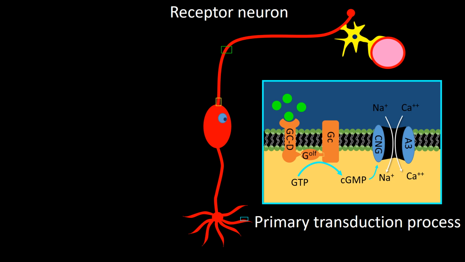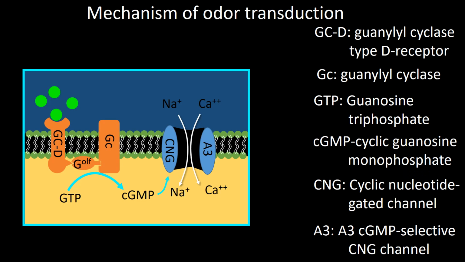The second transduction mechanism is presented in this frame. It uses guanylyl cyclase. In this frame, I have enlarged the diagram and included the legend. As you can see, the arrival of an appropriate stimulus to the guanylyl cyclase type D receptor produces a conformational change that activates guanylyl cyclase.